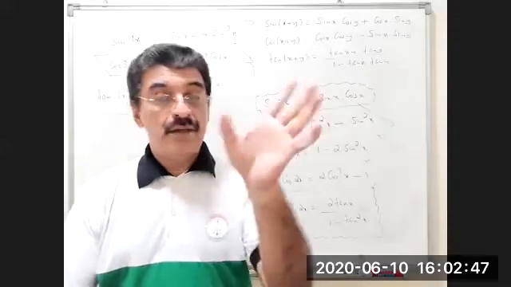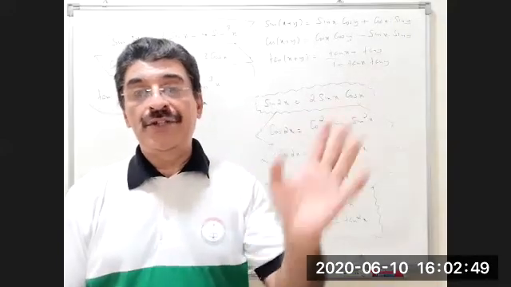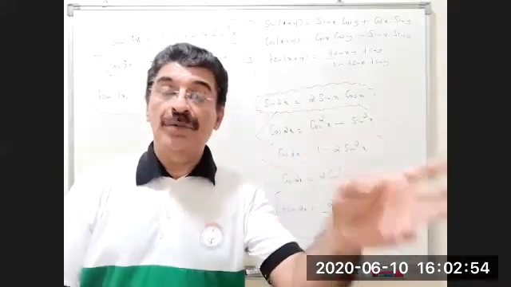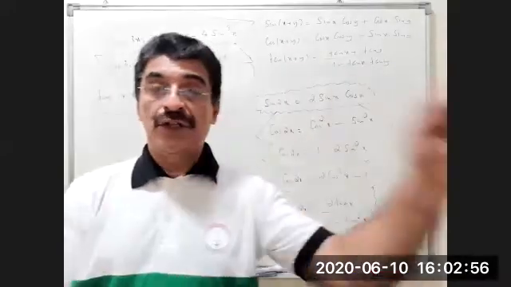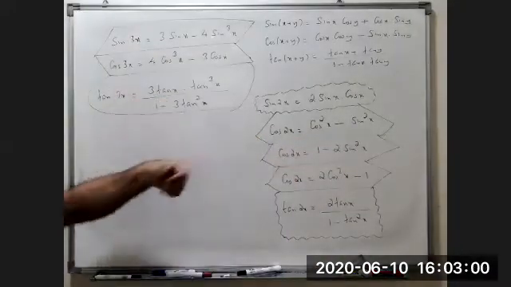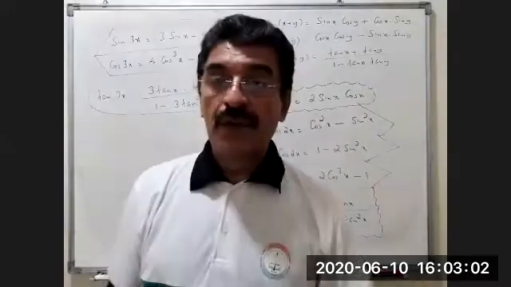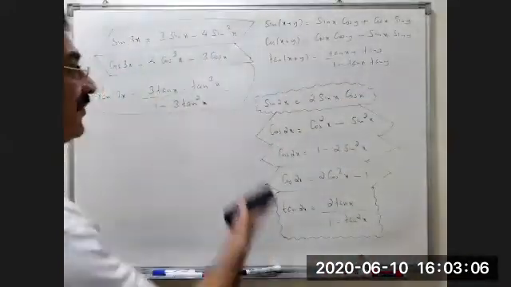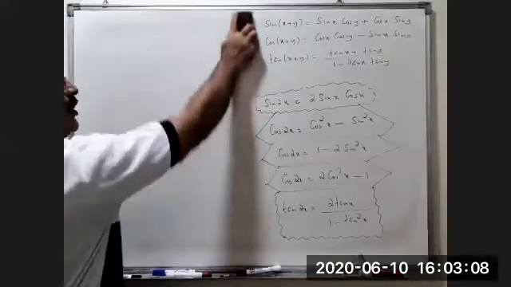Tan 2x is 2 tan x by 1 minus tan square x. Sin 3x is 3 sin x minus 4 sin cube x. Cos 3x is 4 cos cube x minus 3 cos x. And tan 3x is (3 tan x minus tan cube x) by (1 minus 3 tan square x). After learning this one, again another set, then we will start doing questions.